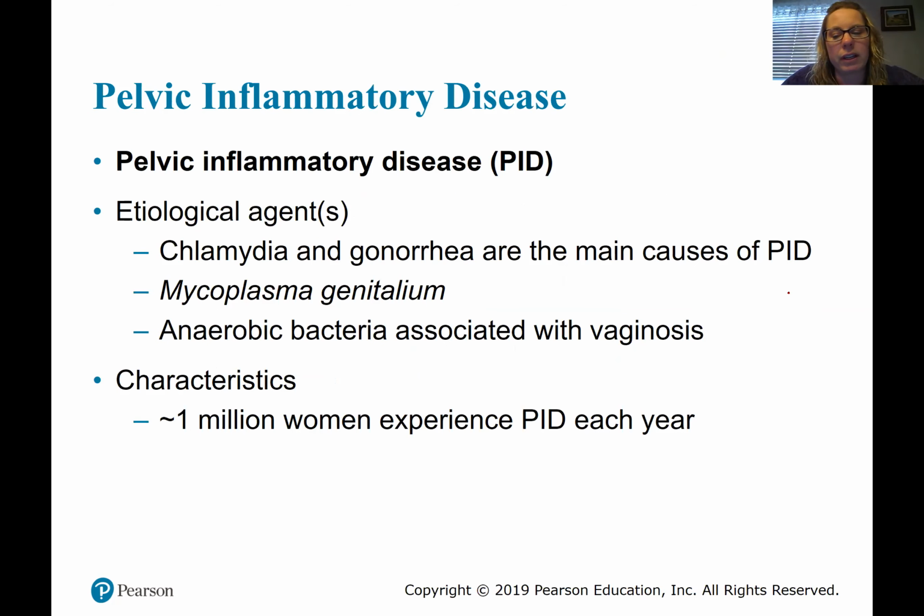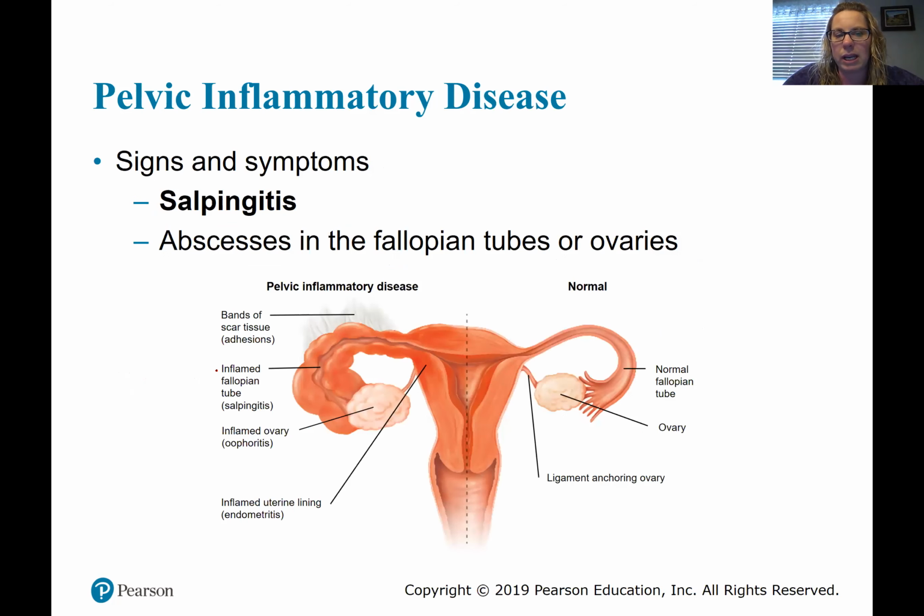Okay, so pelvic inflammatory disease. Chlamydia and gonorrhea are the main causes of that. There can also be other anaerobic bacteria and mycoplasma bacteria that can cause this. About 1 million women each year experience PID, and some are asymptomatic. But other women do develop like a fever, inflammation, pain in the pelvis.